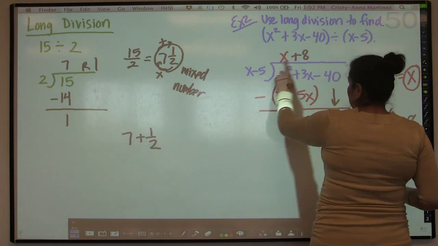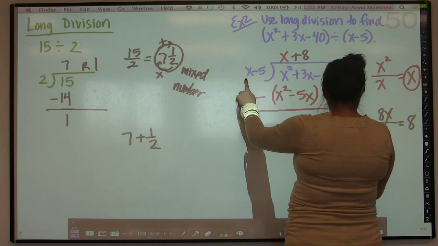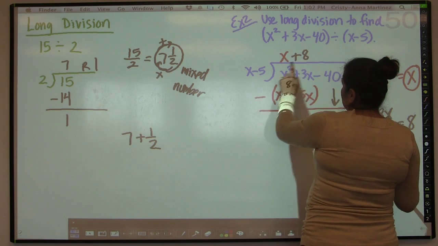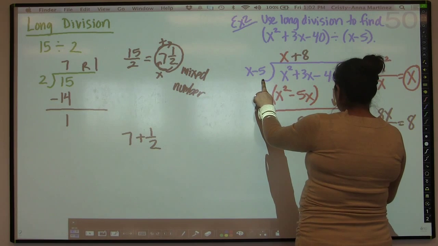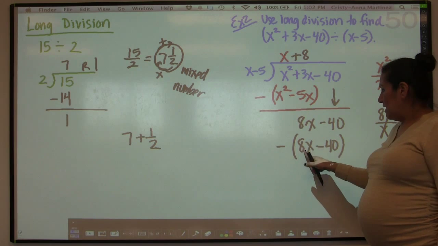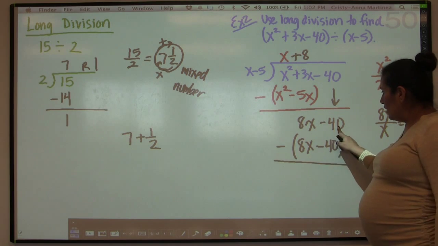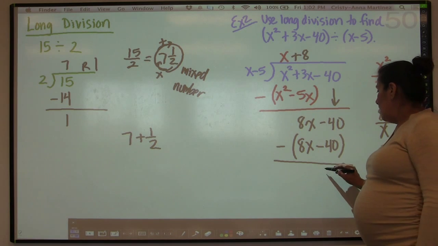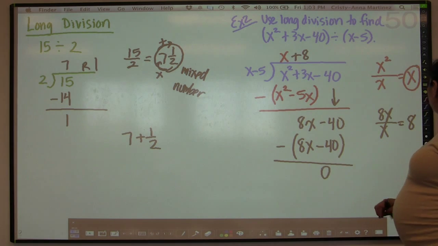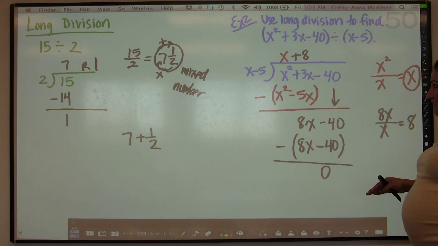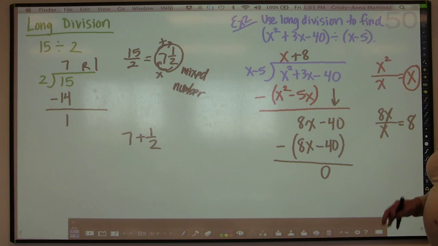We're going to go 8 times x is 8x. 8 times negative 5 is negative 40. And then we're going to subtract. So 8x minus 8x is 0. And negative 40 minus a negative 40 is the same thing as negative 40 plus 40. And you basically get a 0 remainder. So what this tells us is that x minus 5 goes into x squared plus 3x minus 40, x plus 8 times.